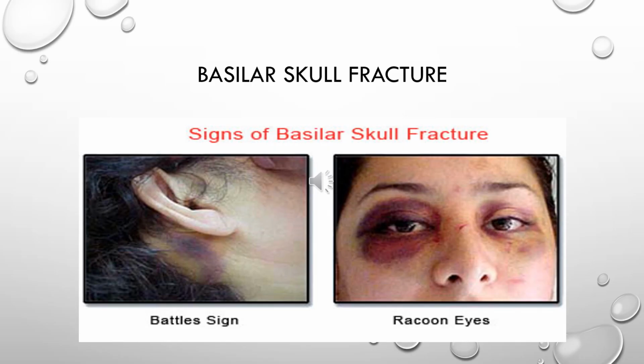Here you can see a picture is worth 1,000 words. I could try to describe that Battle sign and raccoon eyes to you, but I think having the visual of how they present is a lot more beneficial. So these are signs, like I said, mentioned on the previous slide, of a basilar skull fracture. This is what those two actually look like, that periorbital ecchymosis and this mastoid ecchymosis, with Battle sign being the one at the mastoid and raccoon eyes being the one that's periorbital.